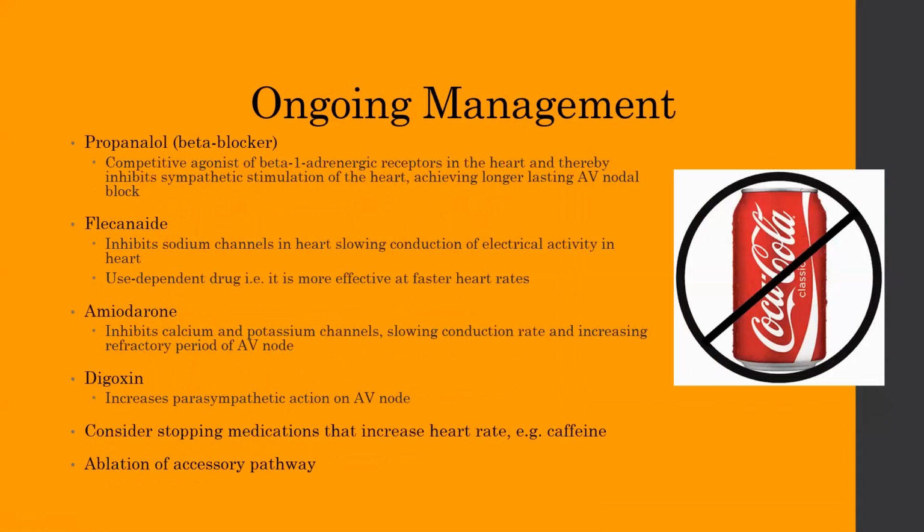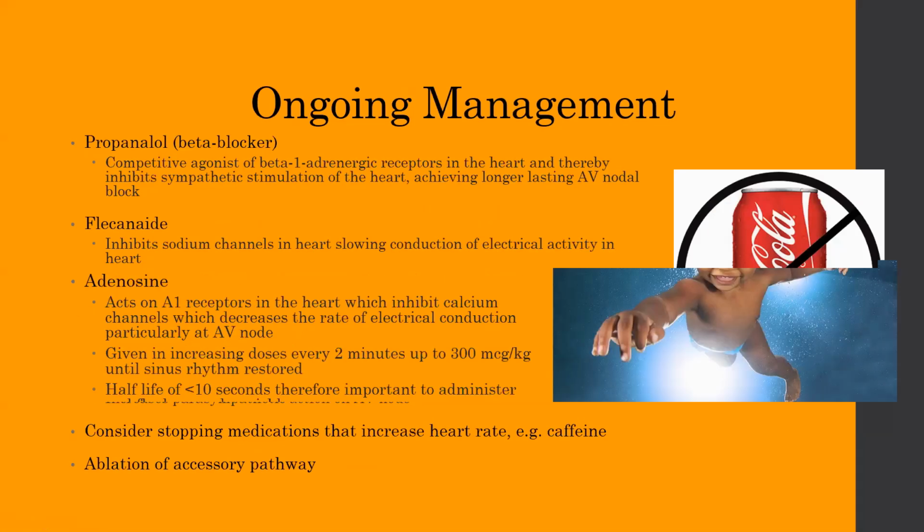Then for more ongoing management to prevent it recurring, normally the first line is propranolol, which is a beta blocker. That acts on the beta-1 adrenergic receptors in the heart, and it inhibits sympathetic stimulation of the heart. This means you have a longer lasting slowing of propagation through the AV node, and that has a much more stabilizing long-term effect than you get with something like adenosine, which obviously has a very short half-life.